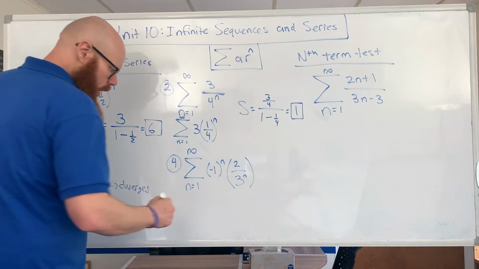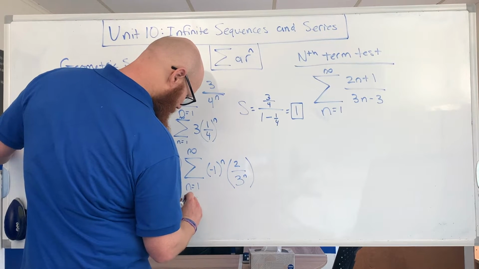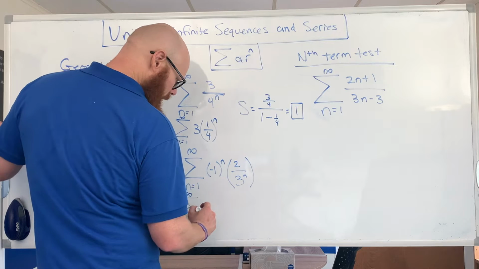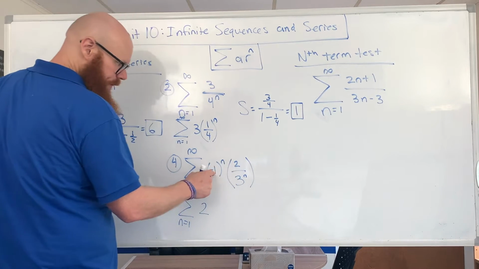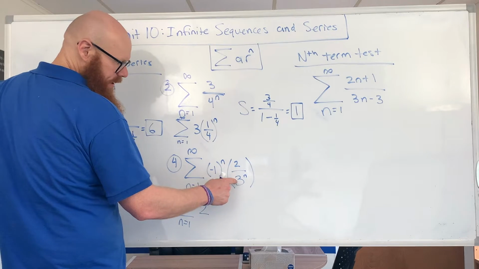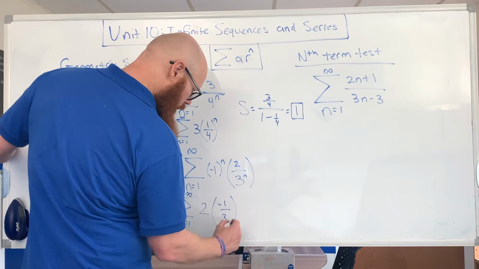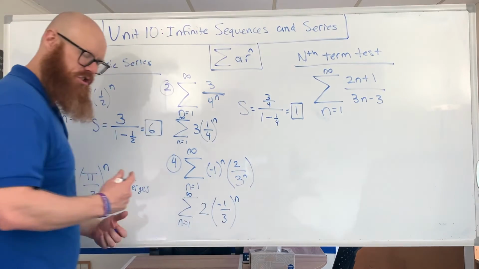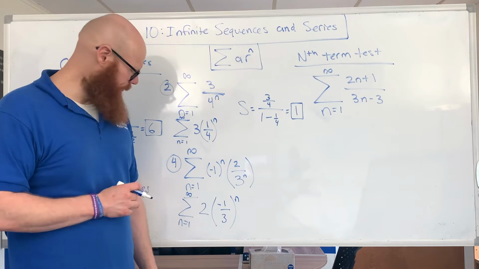And number 4, I'm going to rewrite this one. So a lot of the geometric problems are going to be rewriting. This 2 I'm going to put here. I'm going to swap the 2 with the -1. If I have -1 to the n and 3 to the n, I can write that as -1/3 all to the n. It's just some manipulation of exponential rules or exponent laws.